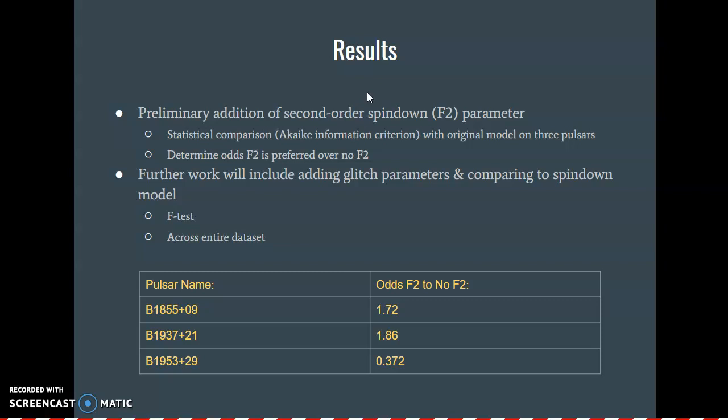And for these 3 pulsars, I fit a model to predict what the second order spin down, or F2, could be, and then used a statistical test called the Akaike information criterion to determine the ratio of the odds that F2 is a significant part of this pulsar versus not.